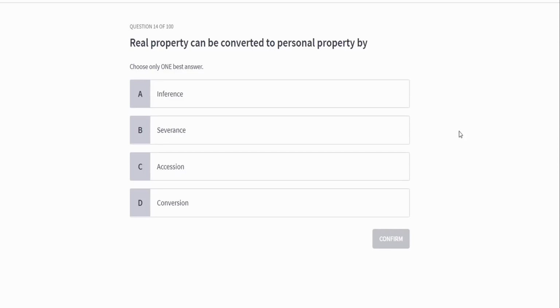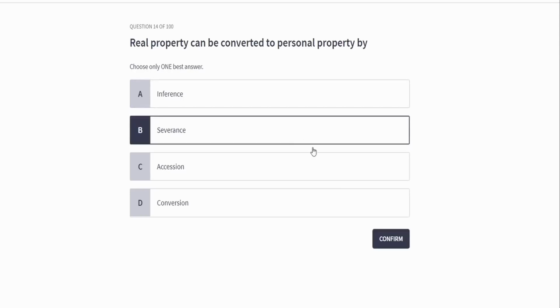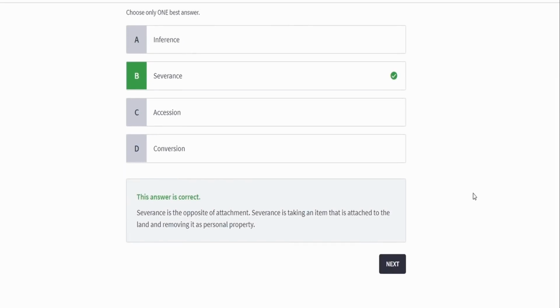So, what is our correct answer? It's going to be B, severance. Now, maybe it's just me, or maybe it's you guys too, but did you guys also think that maybe it was D, conversion? I just kind of thought that as well until I really learned about severance and how it's specifically the opposite of attachment. Then I kind of understood.